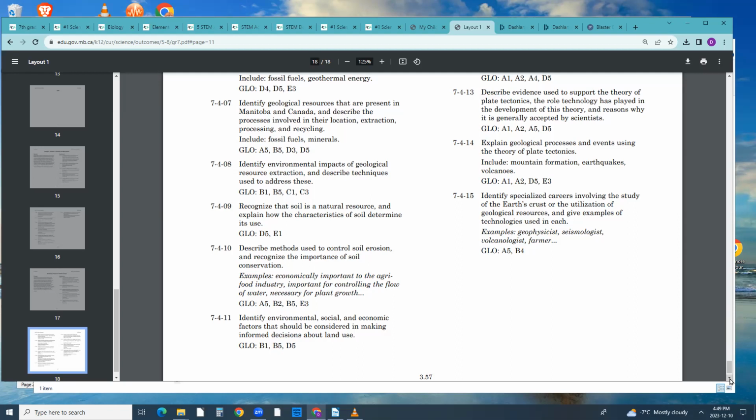Describe evidence used to support the continental drift theory, and explain why this theory was not generally accepted by scientists. Describe evidence used to support the theory of plate tectonics, the role technology has played in the development of this theory, and reasons why it is generally accepted by scientists. Explain geological processes and events using the theory of plate tectonics. Include mountain formation, earthquakes, volcanoes.